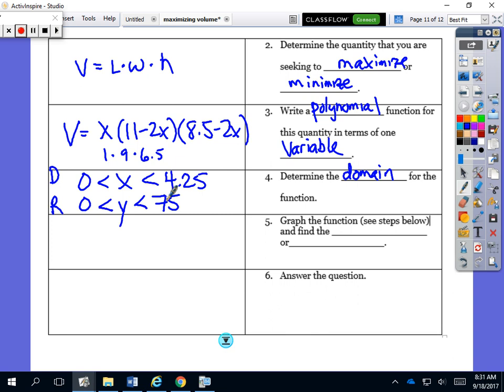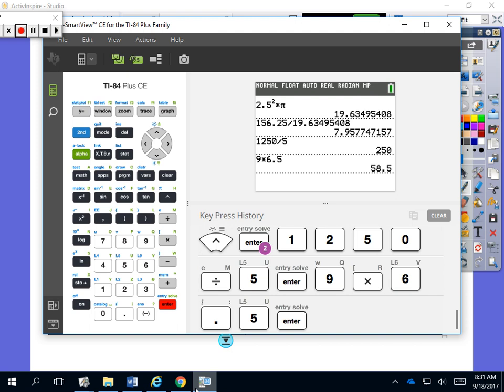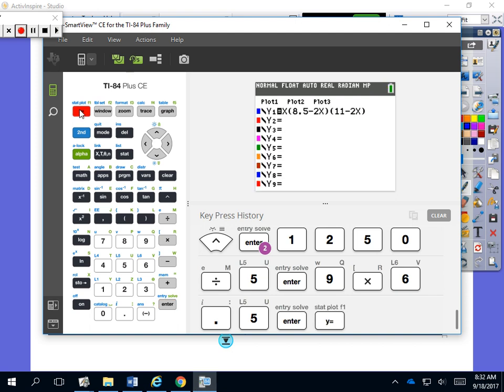So we have steps for putting it in the calculator. You're going to graph the function and find the maximum on the graph, the maximum or the min. In this case, we're just doing maximum. On the back of your paper, or below this, you have the steps. Let's go to your y equals menu, and I already have the function entered in here. It's x times 8.5 minus 2x times 11 minus 2x. I put it in backwards from the way we wrote it. That's fine. It's still going to graph the same way.